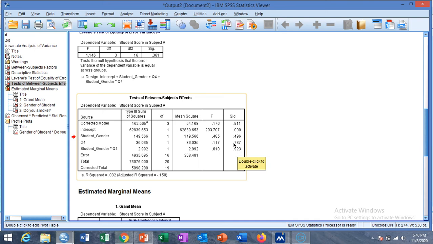Unfortunately, all of the factors, the two factors and the interaction, are insignificant, showing an insignificant effect on the student score. And this is the error sum of square with 16 degrees of freedom, and this is the mean square error, and the F values are obtained by dividing the mean square of the treatment by the mean square error.